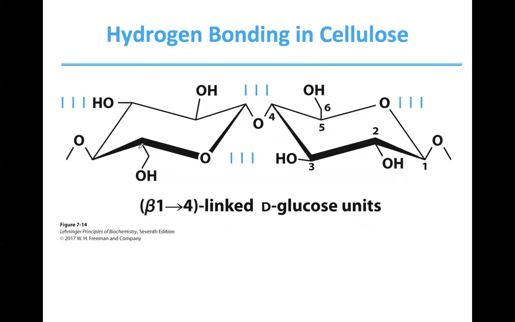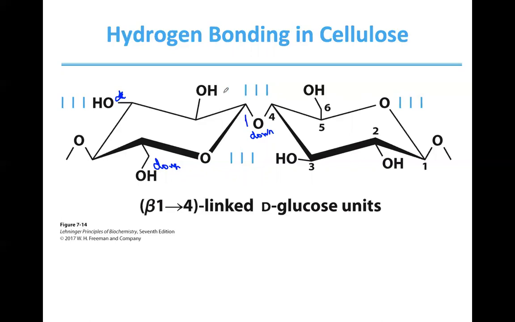So this is a fragment of cellulose. You can see here, this is a beta glycosidic linkage, right? Position 4, position 1. So you can see position 1, this is down. Oh, wait. Not this one. This one. This one is down. So it's a beta glycosidic linkage. So beta 1 to 4 linked glucose units.